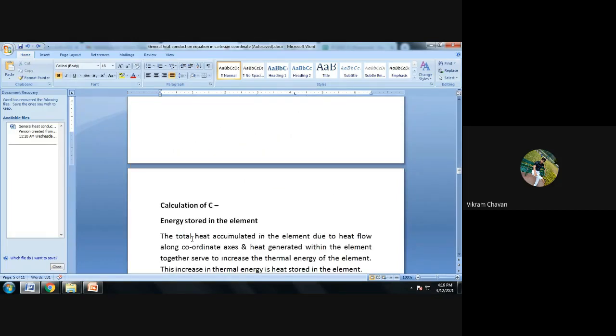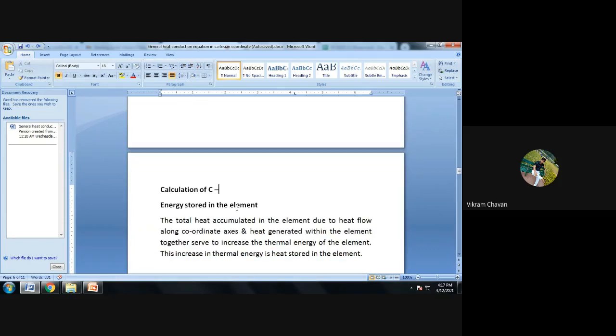Okay, and calculation of C. So energy stored in the element. This is the third part of the equation. The net heat accumulated inside the element and heat generated by the element both serve to increase the thermal energy of the element, and this thermal energy is called the heat stored in the element.